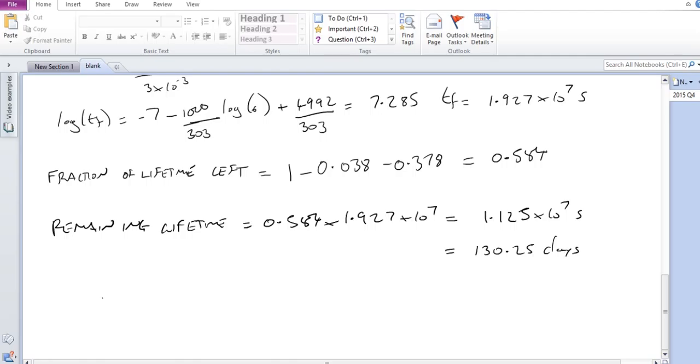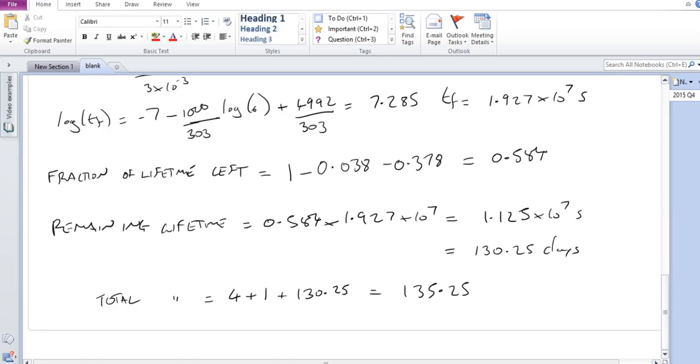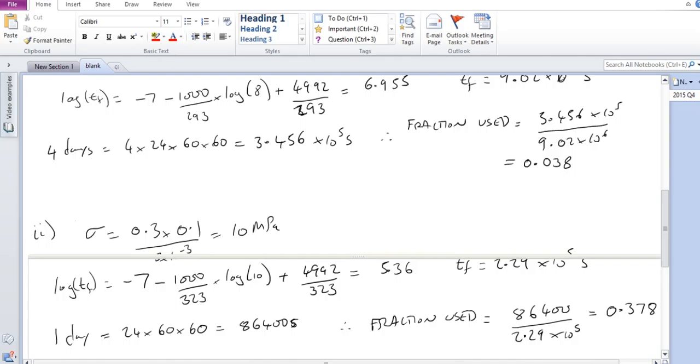The total lifetime, which is actually what the question is asking, is what we had: 4 days for the first condition, 1 day for the second condition, and 130.25 for the third condition, which is 135.25. That last bit is a little bit trivial, and I think you'd have only lost 1 mark if you'd missed that out.